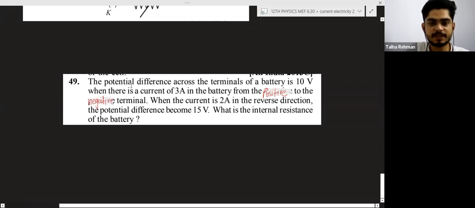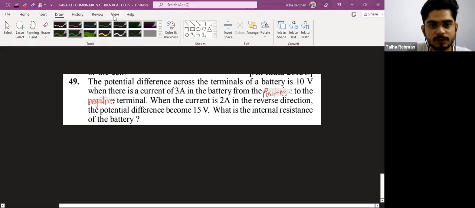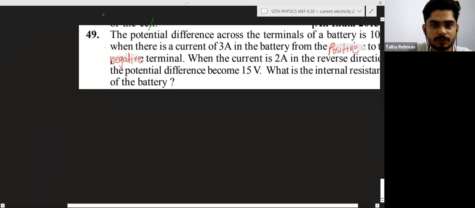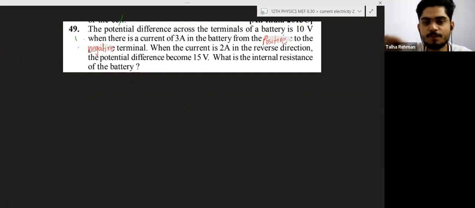Just see the question. They are saying the potential difference across the terminals of a battery is 10 volt, and when there is a current of 3 ampere in the battery from positive to the negative terminal, okay, when the current is 2 ampere in reverse direction, the potential difference becomes 15 volt. What is the internal resistance of the battery?